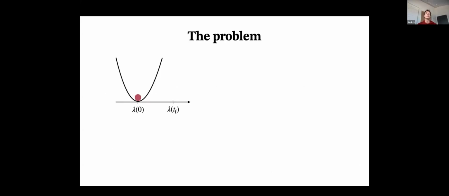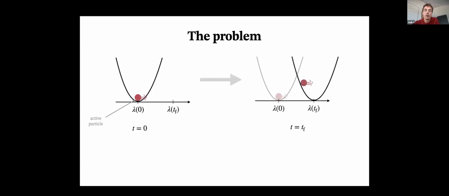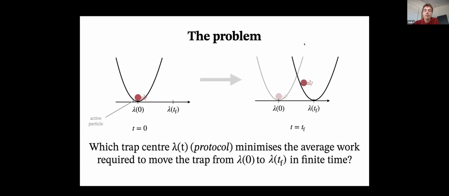So what is the problem? We consider an active particle in a harmonic trap diffusing in a single dimension. We want to move the center of the trap from one position to another position in finite time. And then we ask the famous question: what is the protocol, that means the time-dependent function that corresponds to the center of the trap, that minimizes the average work required to move the center of the trap?